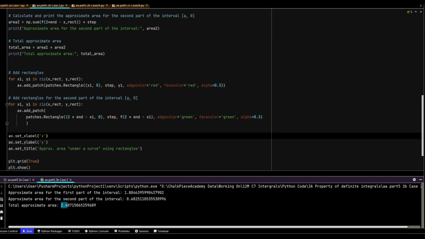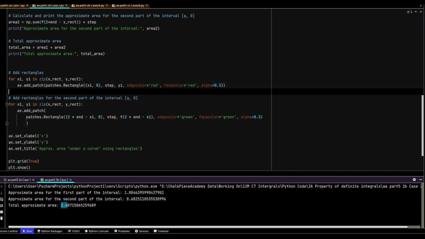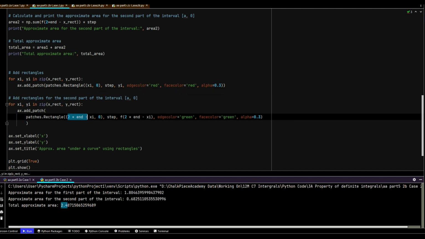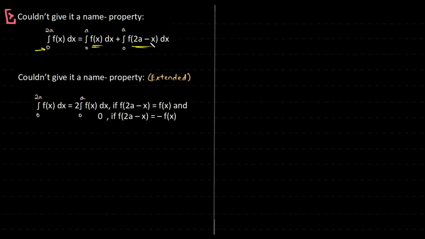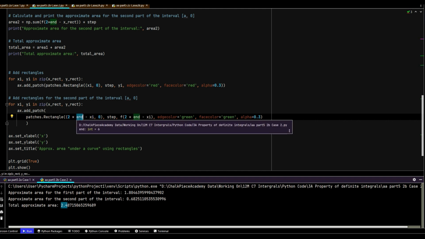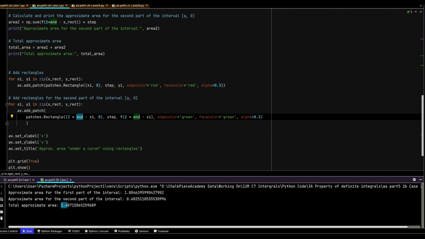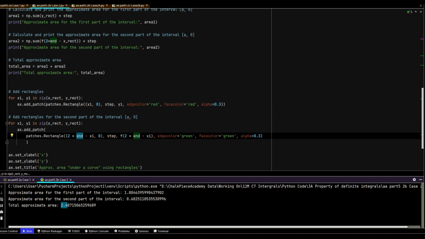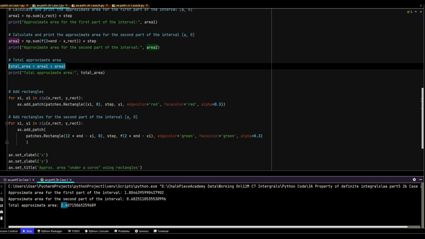So let me show that in this code, we have done the same thing. We can see that we have two sets of things, the red and the green one. The red one is the first part and the green one is the second part. In the second part, we have 2a minus x. End here stands for a. I could have used the variable a itself, but I used end, ending. So this is 2a minus x, and I'm adding the areas over here. Total area is calculated this way.